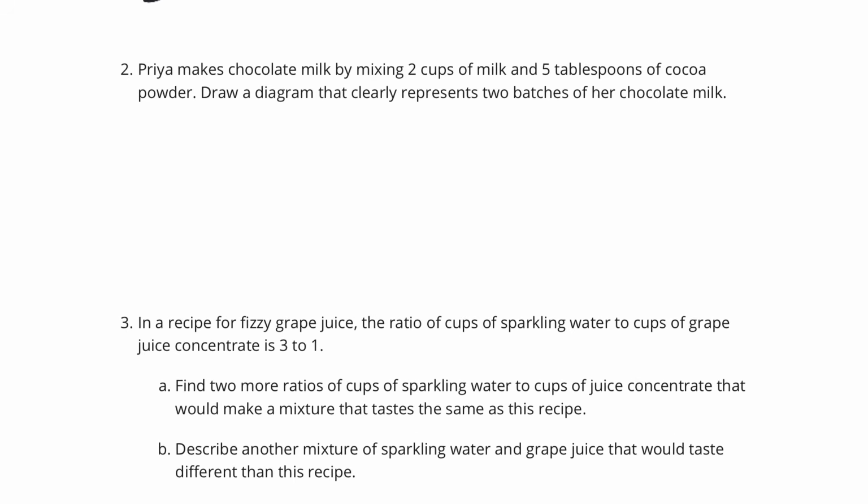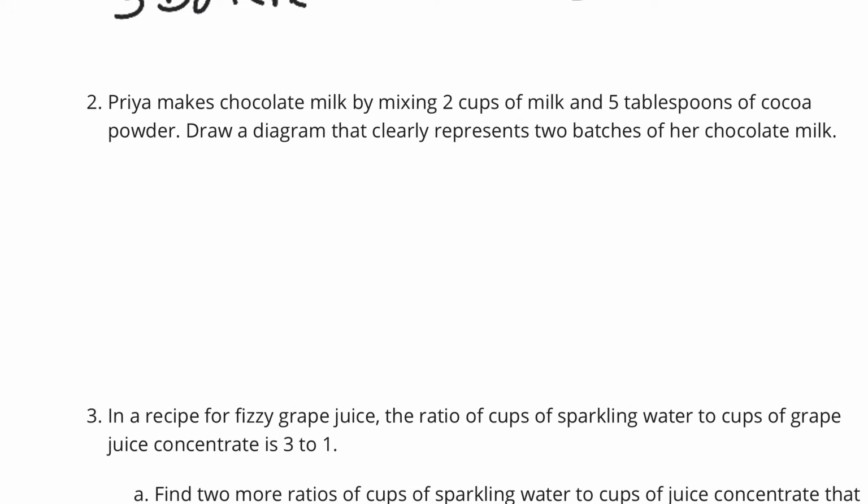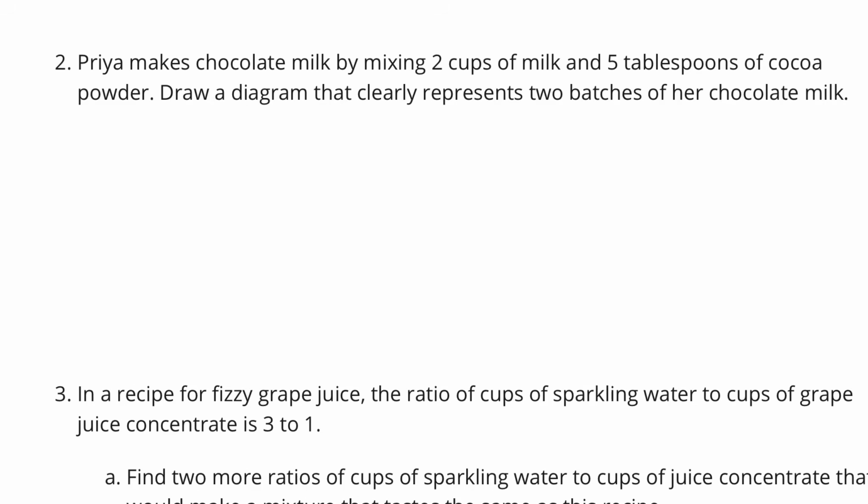In question 2, Priya makes chocolate milk by mixing 2 cups of milk and 5 tablespoons of cocoa powder. Draw a diagram that clearly represents two batches of her chocolate milk. Let's draw one batch first. We'll start with the milk and using our units to label cups.